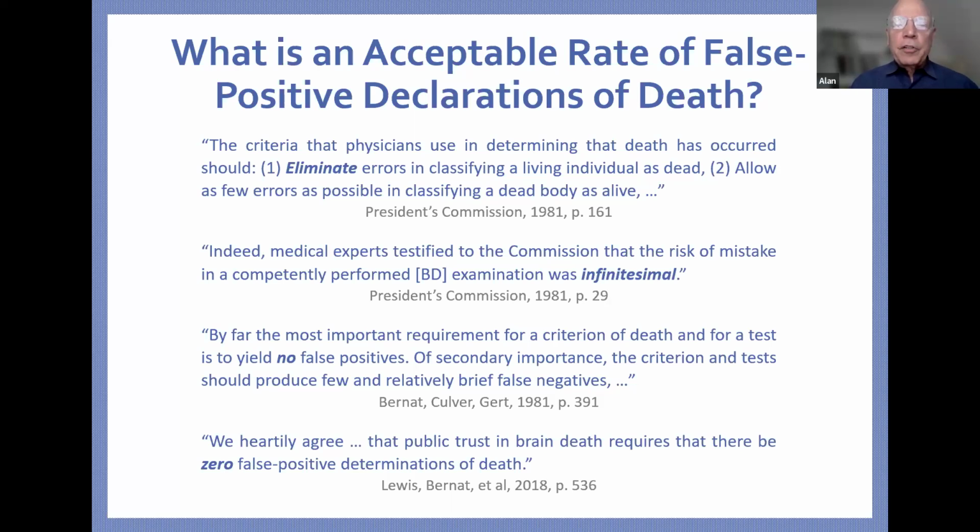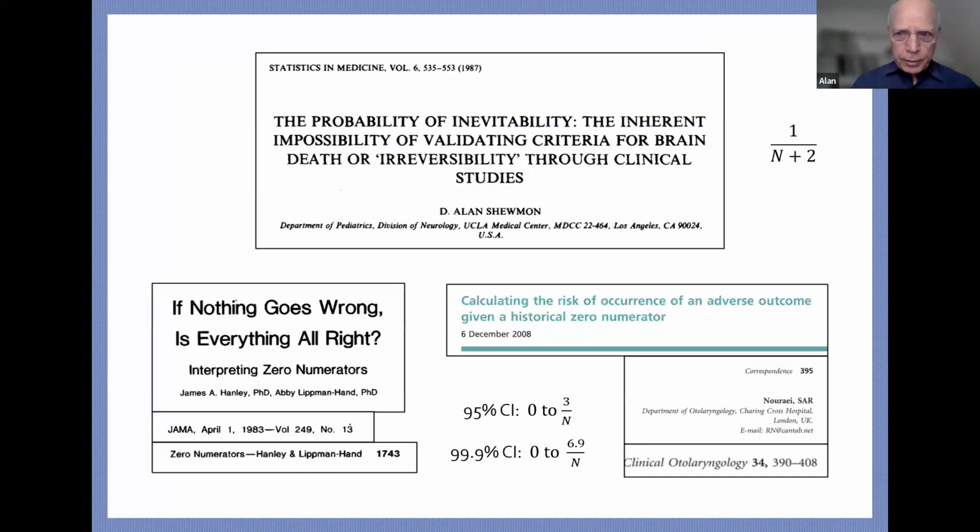I could give you many, many more quotes, but these suffice to make the point. The criteria that physicians use in determining that death has occurred should, number 1, eliminate errors in classifying a living individual as dead, and 2, allow as few errors as possible in classifying a dead body as alive. The President's Commission also said that medical experts testified to the Commission that the risk of mistake in a competently performed brain death examination was infinitesimal. And we know that certainly was not true. So I could give you more quotations of this, but you get the idea.